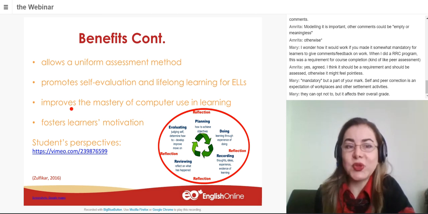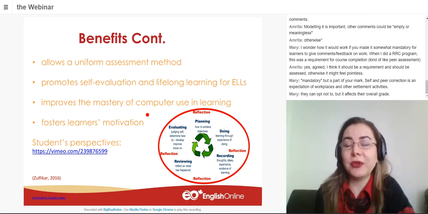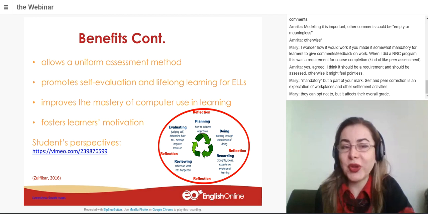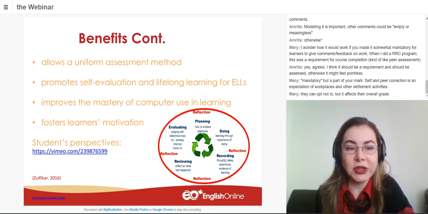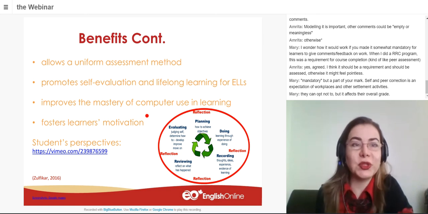We cannot deny also that it improves the mastery of computer use in learning, even for the novice users, even for those who are not tech savvy. They will gain the skills while they are trying to discover their way around using e-portfolios. And from the apps that I have researched, they're not very complicated, especially that there are now tutorials that you can watch and follow, and create, choose the tool that is more suitable for you.